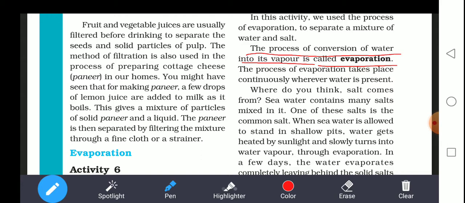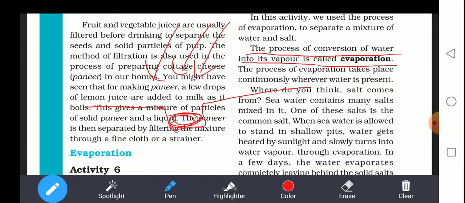So when seawater is allowed to stand in a shallow field, suppose this is ground level, here one hole is made. Salt water is collected here in a field. Due to sun rays, sunlight, this water gets heated and slowly turns into water vapor.